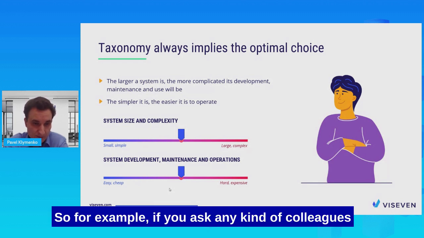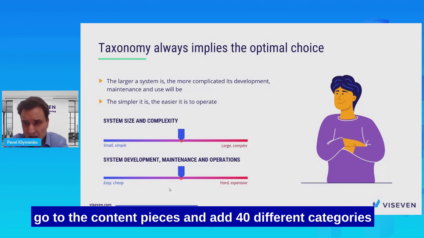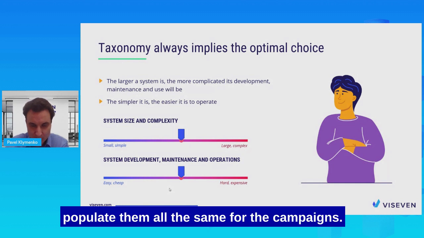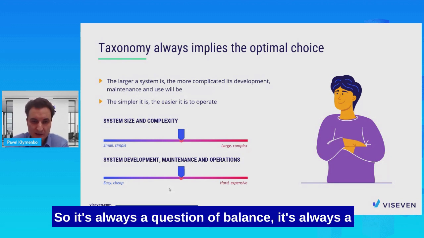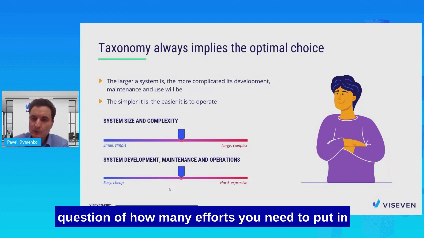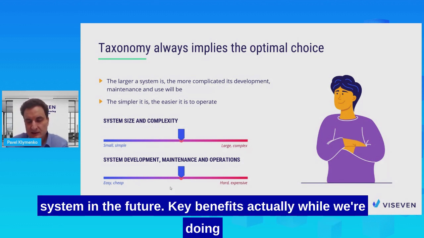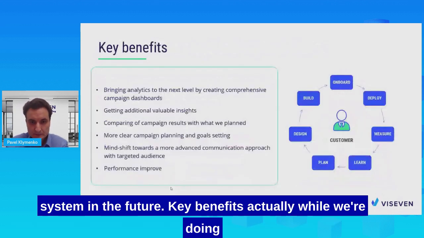For example, if you ask colleagues to go to the content pieces and add 40 different tag categories, it could be hard for them to populate them all. The same for the campaign. So it's always a question of balance. Also, it's always a question of how much effort you need to put in, not to develop the system really, but to maintain it in the future.